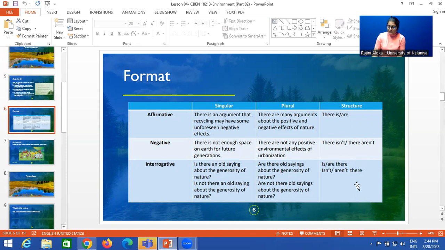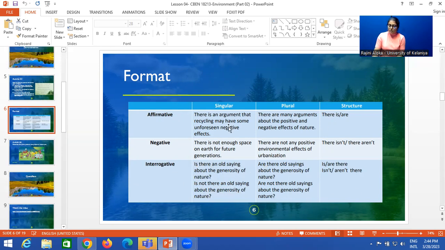So for question form, we have to take is or are to the beginning. So is there or are there? If it's negative question form, isn't there or aren't there? For an example, is there an old saying about the generosity of nature? Or isn't there an old saying about the generosity of nature? So if it's plural, we use are there old sayings about the generosity of nature? Or aren't there old sayings about the generosity of nature?